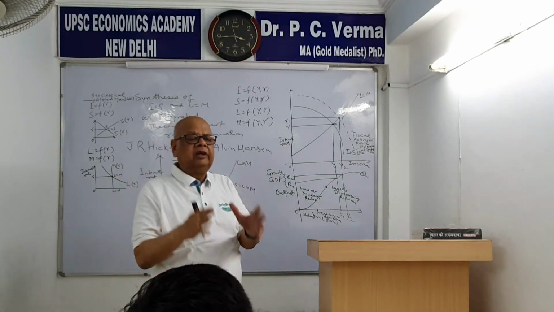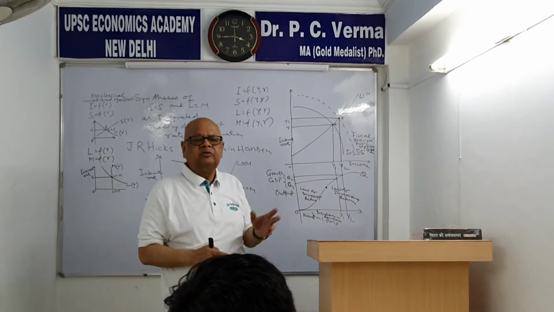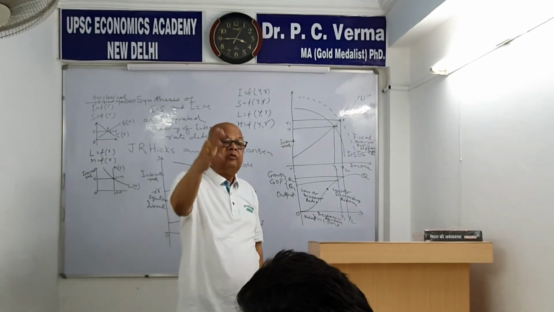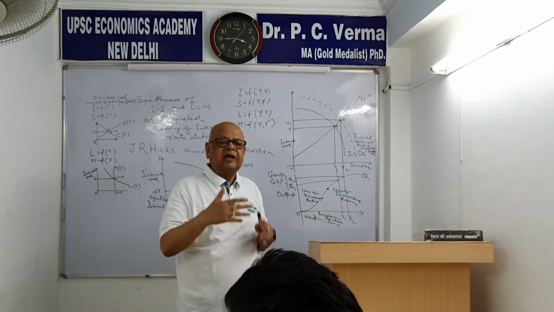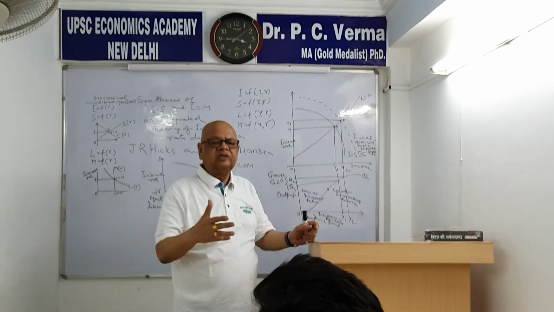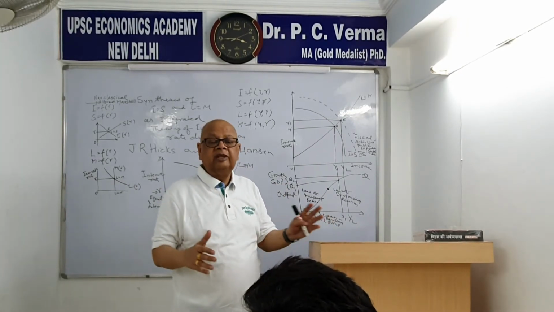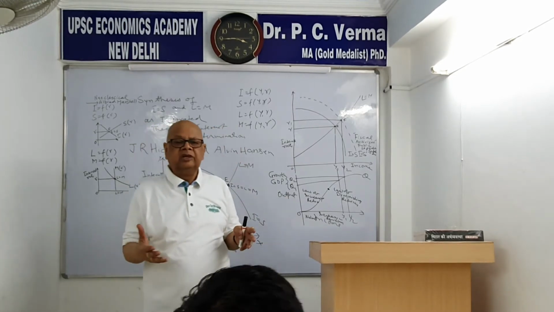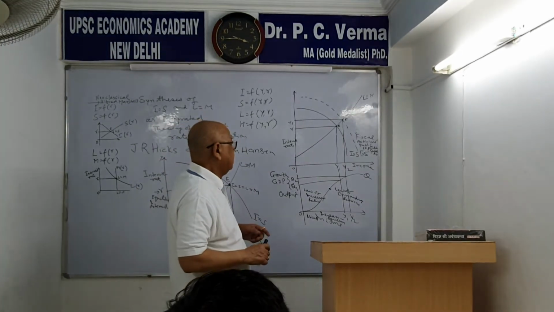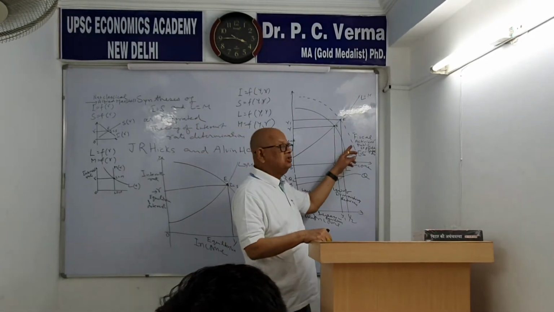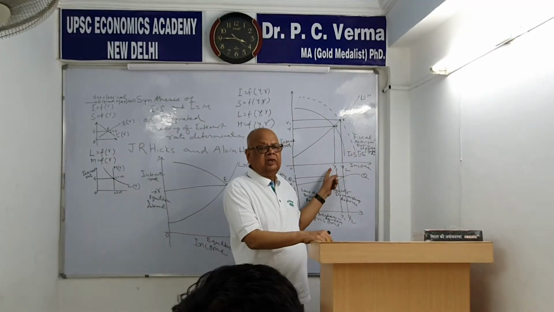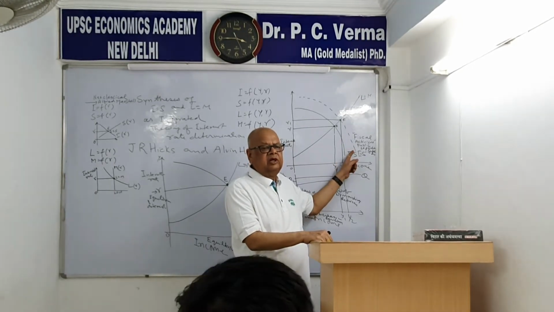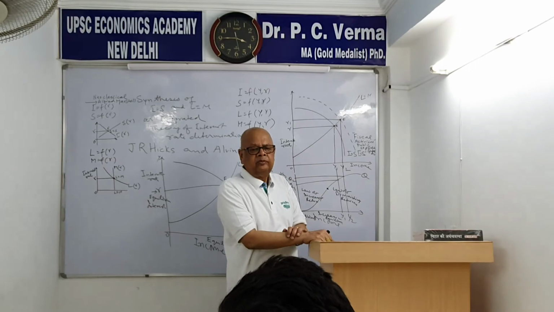If there is a fall in taxation, investment will rise. If there is a tax holiday, investment will rise. If there is a tax holiday, then investors will be boosted up. If there is a subsidy given to the investors, all these are known as fiscal activism. The IS curve shifted to IS dash because of fiscal activism.